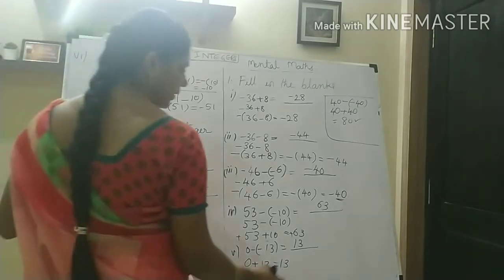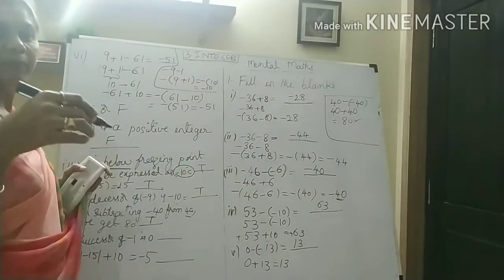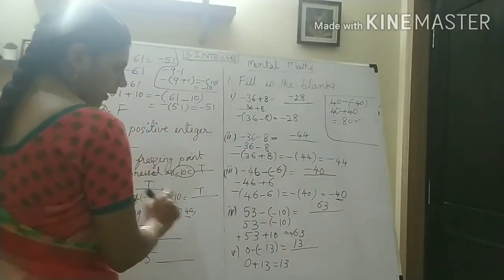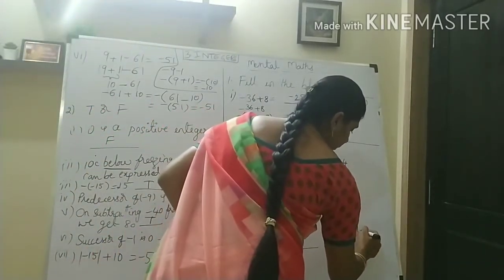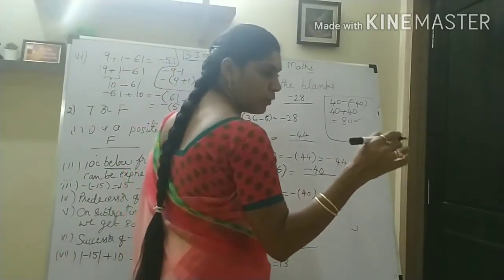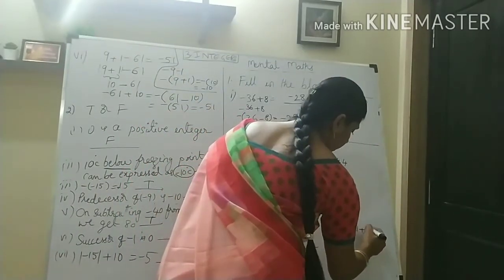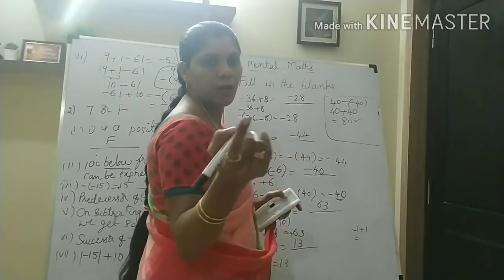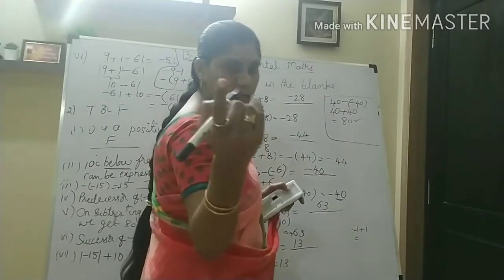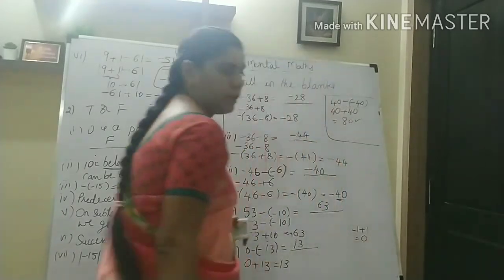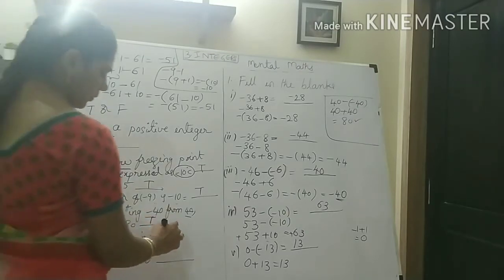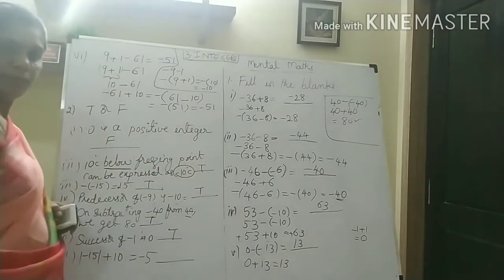Now see, sixth one, successor of minus 1 is 0. What is the meaning of successor? Successor means adding plus 1, the immediate next number. For which one here? Minus 1. Successor means you have to add plus 1. So minus 1 plus 1. The same number with the opposite signs will always be 0. What they have given here, successor of minus 1 is 0. So this is also true.